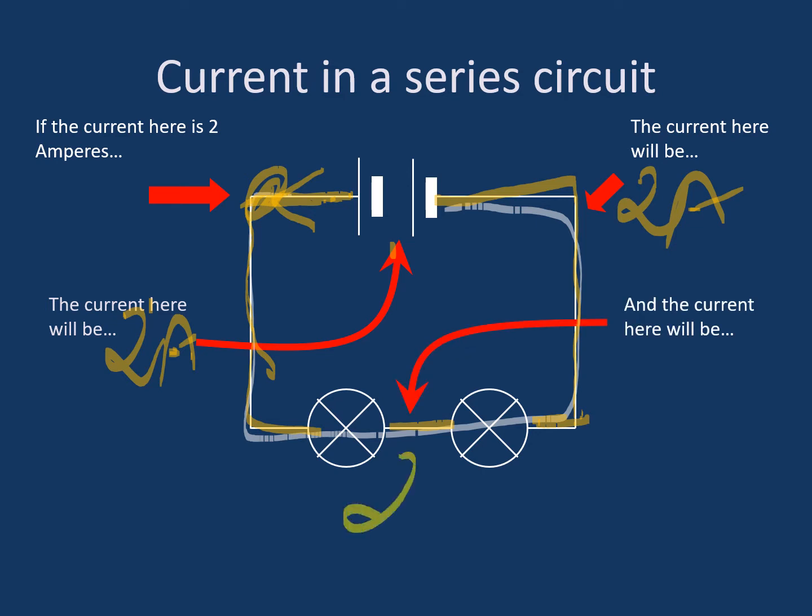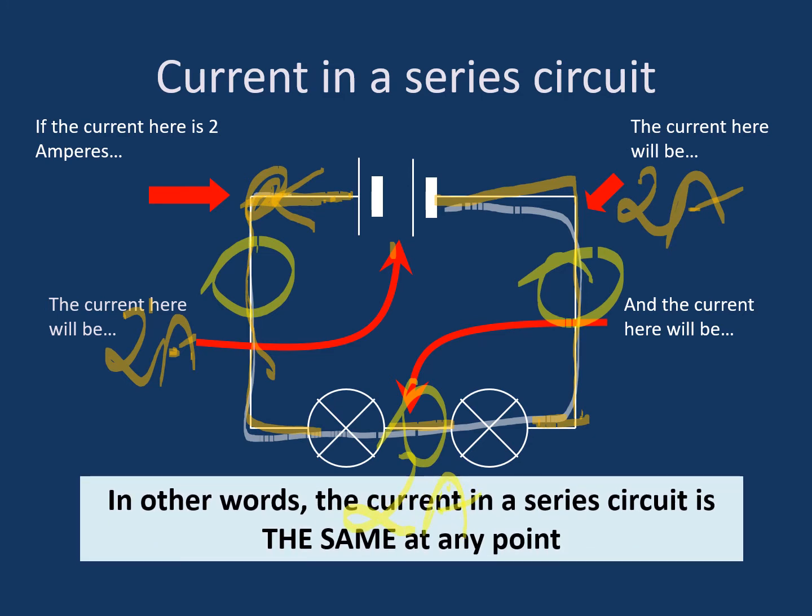What will the current be here? There also it's going to be 2 amps. Anywhere, it doesn't matter where I'm checking in that loop, anywhere I keep an ammeter, it is going to show 2 amps. So they can give you a question where they put an ammeter here, and an ammeter in between the bulbs, and they'll ask you what value of current the ammeter will show. Anywhere in a series circuit, the current is going to be the same.